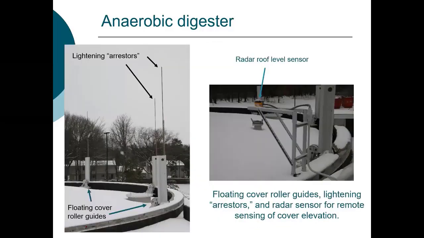Just some other photos. You can see here are the floating cover roller guides to allow it to move up and down. Lightning arresters, these are extremely important. Remember, we have methane. We want to ensure that there isn't the potential for a spark, in this case from lightning. And we've got a radar roof sensor, again, to make sure that the roof is level.